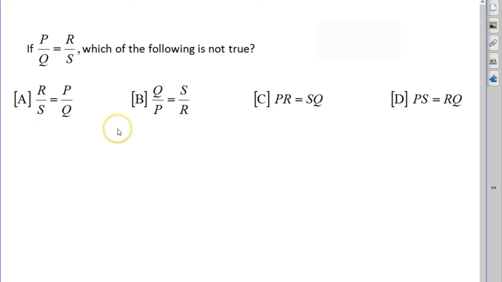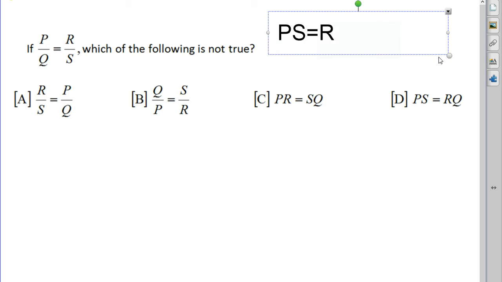Okay, so back to the problem now. The key to this is I have to look at the original cross product, which in this case is PSRQ. That's the first one. So I want to see which one gives me P times S, R times Q, because that's the original cross product. P times S, R times Q.